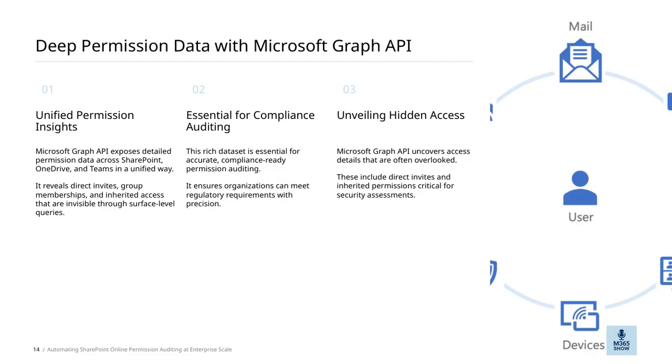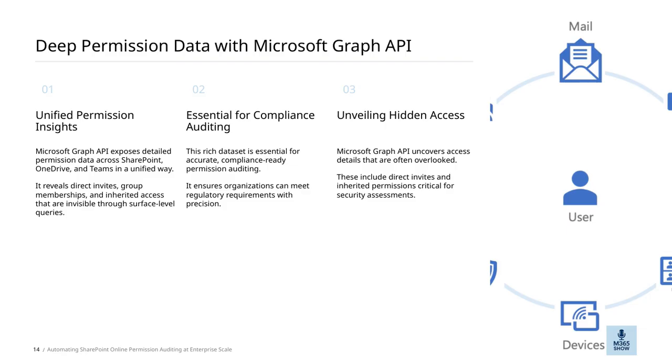Let's take a closer look at how the Microsoft Graph API helps us uncover access details that are often overlooked. What does that really mean? Well, beyond the usual permissions we see on the surface, the API reveals critical information like direct invites and inherited permissions that are essential for thorough security assessments. These hidden access points can be easy to miss, but are vital for understanding who truly has access. This rich dataset provided by Microsoft Graph is key for accurate, compliance-ready permission auditing.